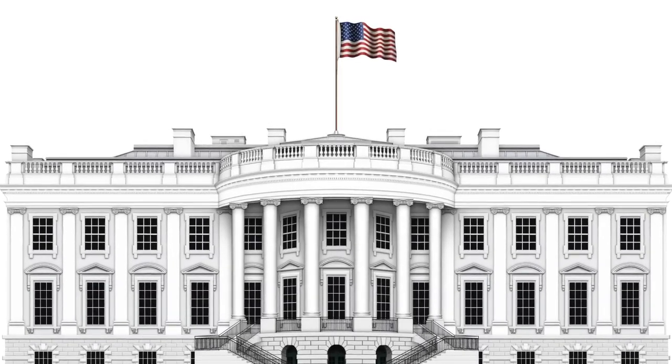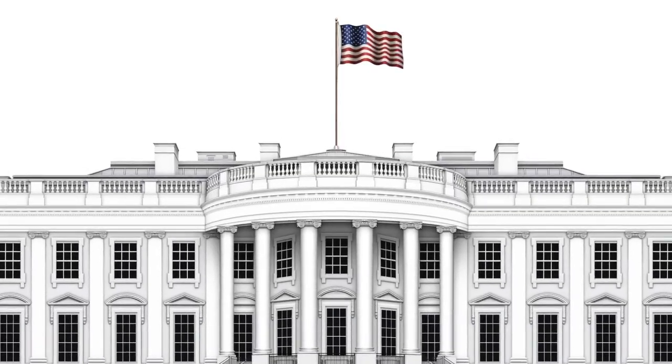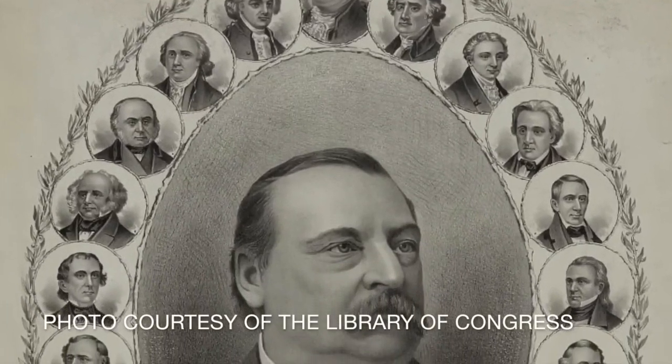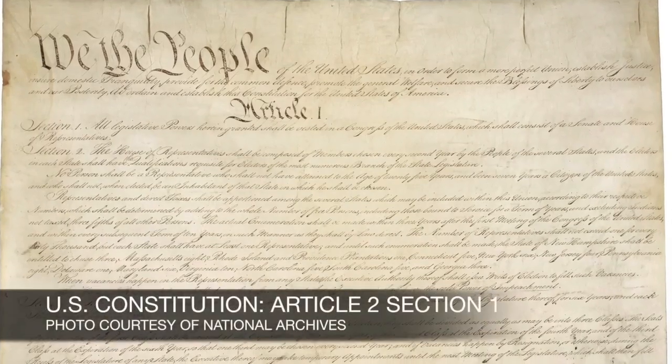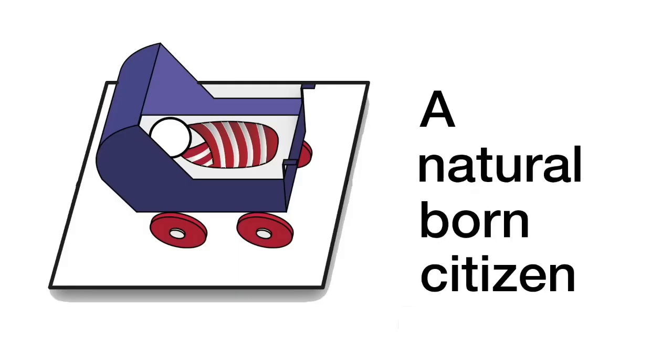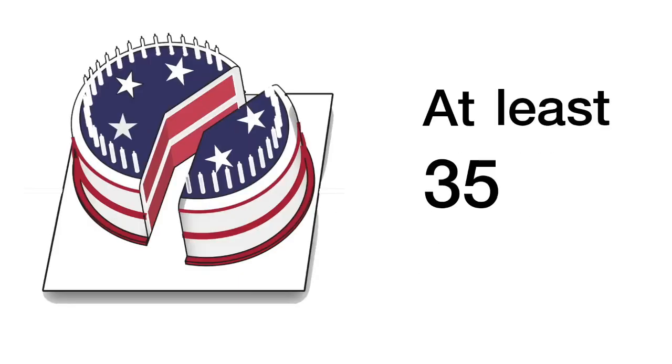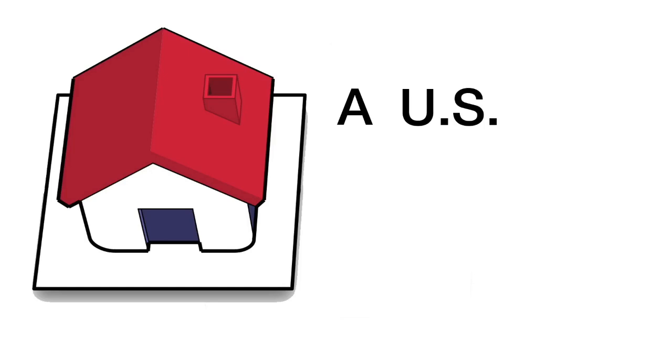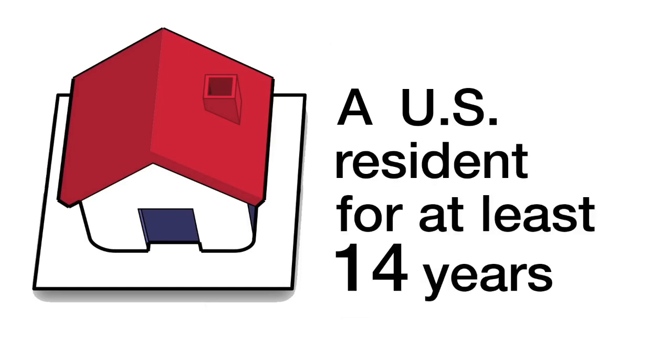Lots of people dream of becoming President of the United States. But to officially run for office, a person needs to meet three basic requirements established by the U.S. Constitution. A presidential candidate must be a natural-born citizen, at least 35 years old, and a U.S. resident for at least 14 years.